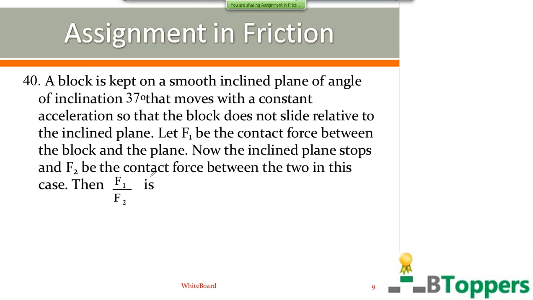So next you look at question number 40. A block is kept on a smooth inclined plane of angle of inclination 37 degrees that moves with a constant acceleration so that the block does not slide relative to the inclined plane. Let F1 be the contact force between the block and the plane. Now the inclined plane stops and F2 be the contact force between the two in this case. Then F1 by F2 is.